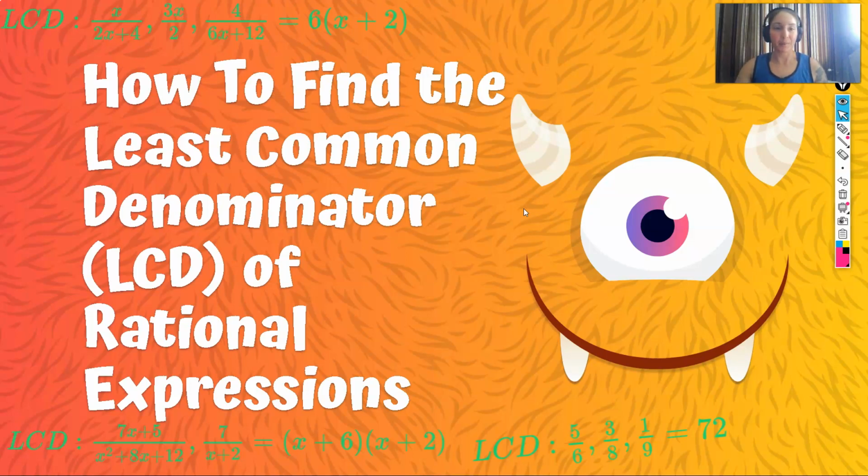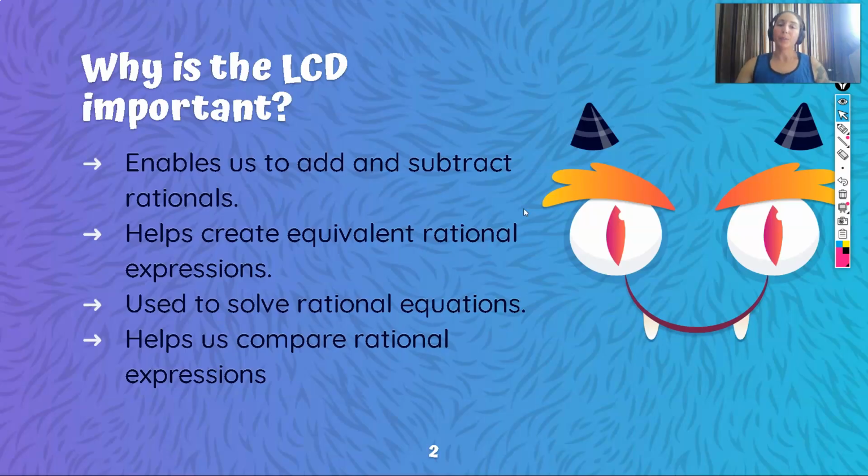So here we go. Why is the LCD important? Why are we going through this trouble in the first place? Well, it enables us to add and subtract rationals or fractions. We can't add and subtract these unless we have a common denominator. It helps us create equivalent rational expressions. If I wanted to compare that rational and this rational, to have some sense of who's bigger, who's smaller at a certain point, equivalence would help with that.